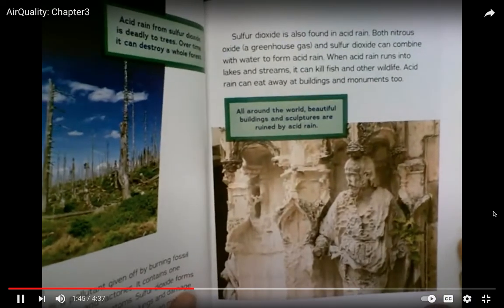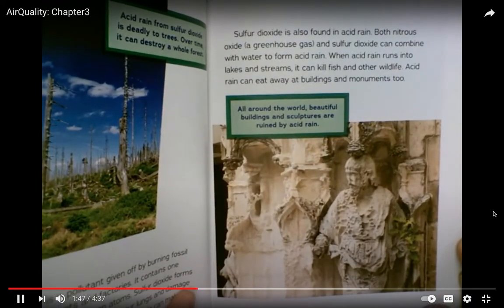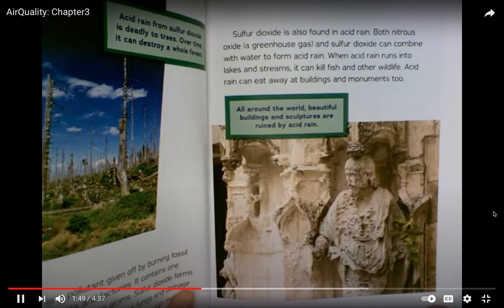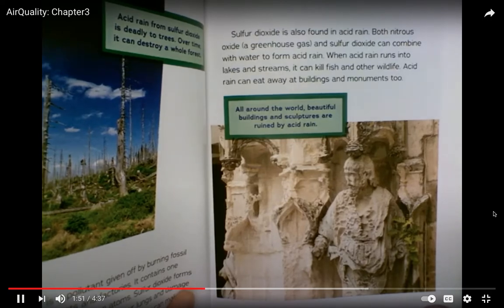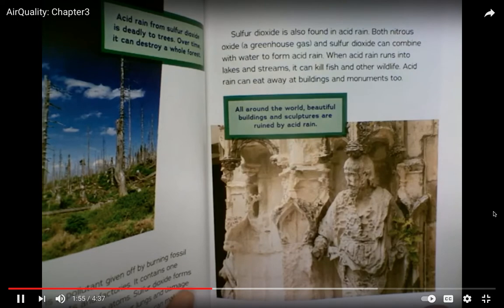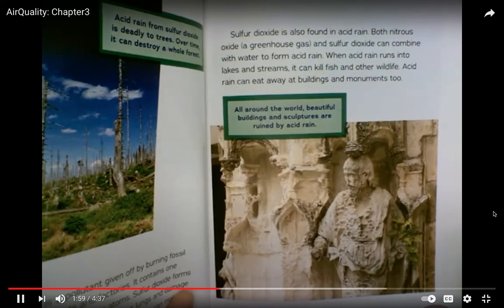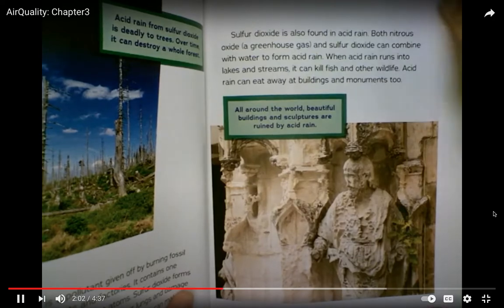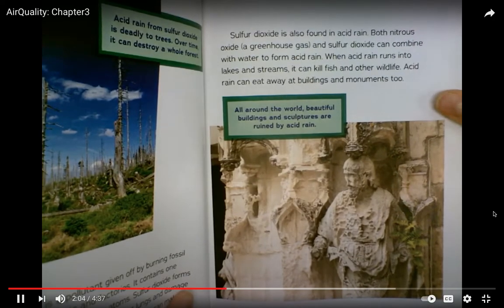Sulfur dioxide is also found in acid rain. Both nitrous oxide, the greenhouse gas, and sulfur dioxide can combine with water to form acid rain. When acid rain runs into lakes and streams, it can kill fish and other wildlife. Acid rain can eat away at buildings and monuments too.